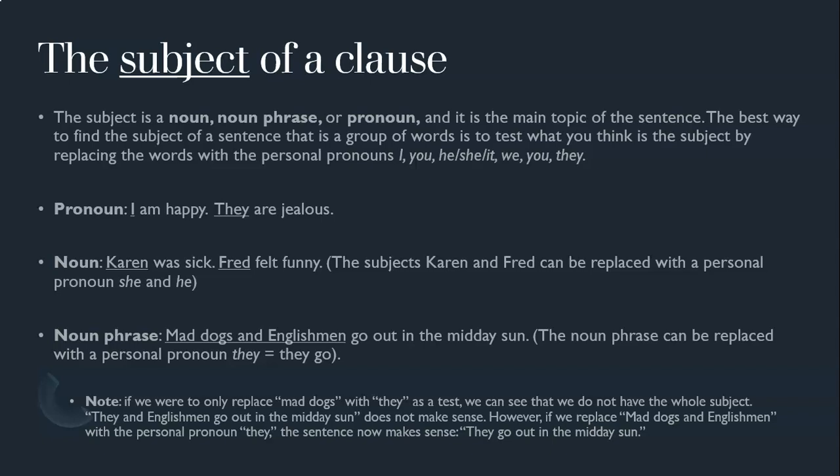Note, if we were to test this and only replace mad dogs with they, we can see that we do not have the whole subject. "They and Englishmen go out in the midday sun" does not really make sense. However, if we replace mad dogs and Englishmen by expanding the subject with the personal pronoun they, the sentence makes sense. They go out in the midday sun.